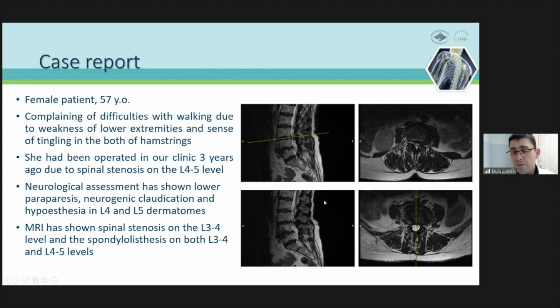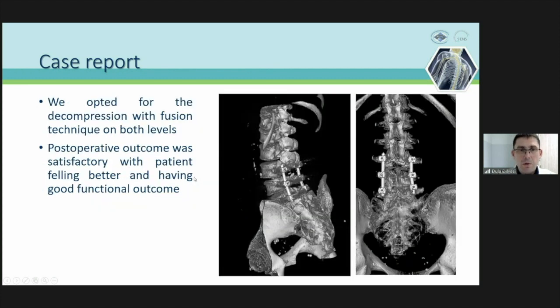MRI showed spinal stenosis at the L3, L4 level and spondylolisthesis at both levels, L3, L4 and L4, L5. So we opted for the decompression and fusion technique on both levels, and the post-operative outcome was satisfactory, with the patient feeling better and having a good functional outcome.